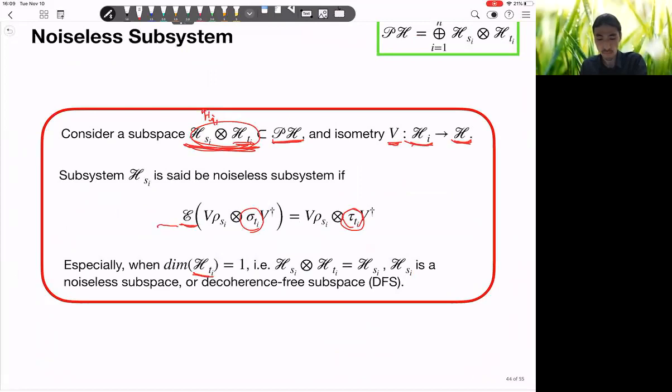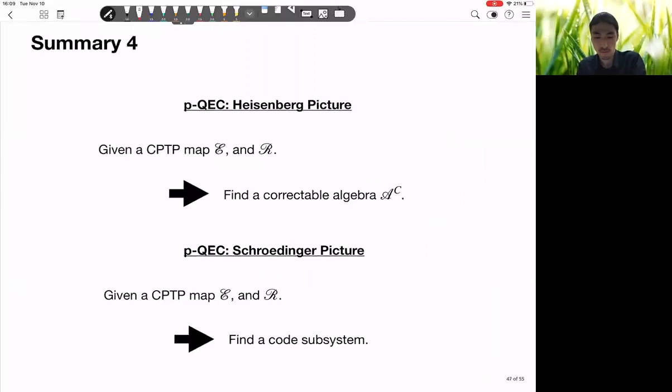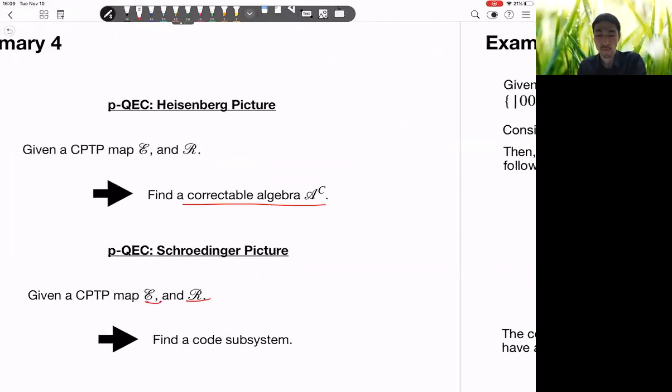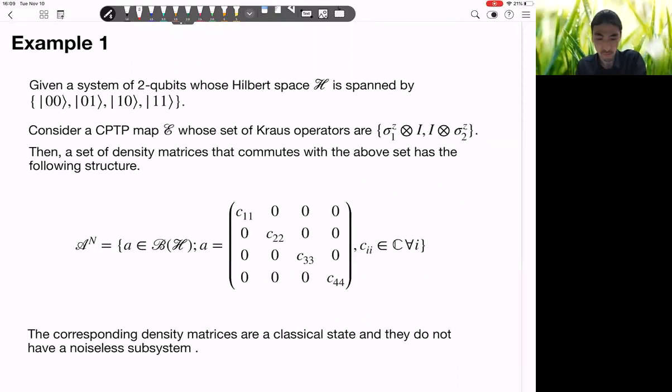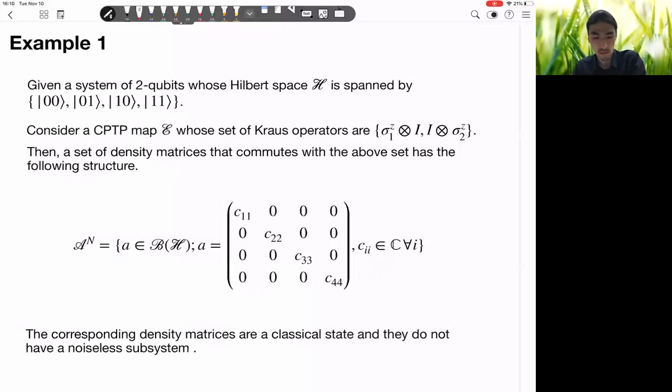Okay. So again, the code subsystem as a generalization of the code subspace: consider a subspace in this way, HSI is a code subsystem. And if the dimension of HTI is one, then HSI is a code subspace. So for the summary, in the Heisenberg picture, given two CPTP maps, find the correctable algebra. And in the Schrodinger picture, given the same two CPTP maps, find the code subsystem. Since we are out of time, I'm not going to go through examples, but we can do the construction of correctable algebra and code subsystems explicitly using these examples.